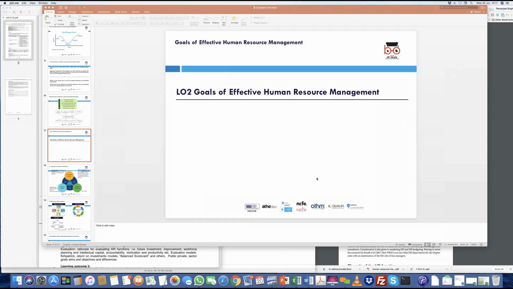I'm just saying learning outcome 2, goals of effective human resource management. Yeah, that is what we're going to discuss today. So up until now, I was basically just recapping what we've covered in learning outcome 1 in the first session. And we are going to start with this one.